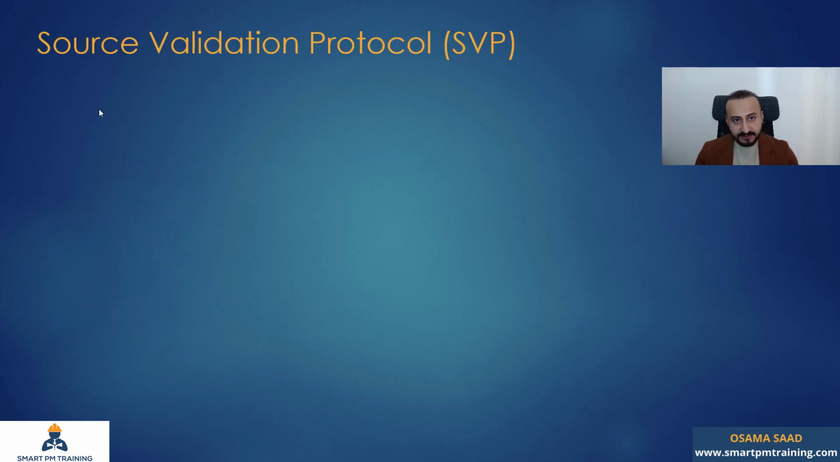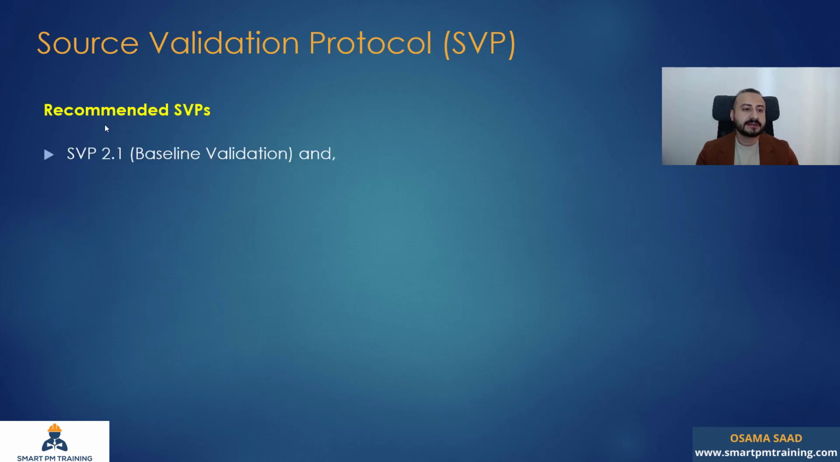What do we need before we start using this method? According to the RP, we will look at the source validation protocol, SVP. The recommended ones are SVP 2.1 baseline validation. We want to validate the baseline because that's our as planned. SVP 2.2 as built validation. We want to make sure that as built or actuals are correct because it's basically as planned versus as built.